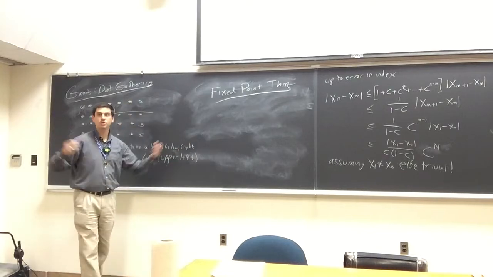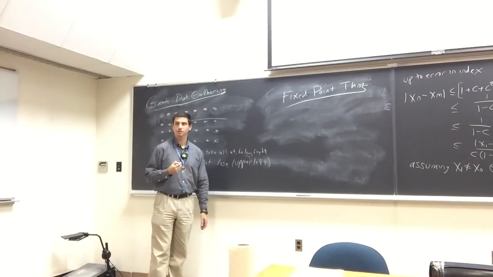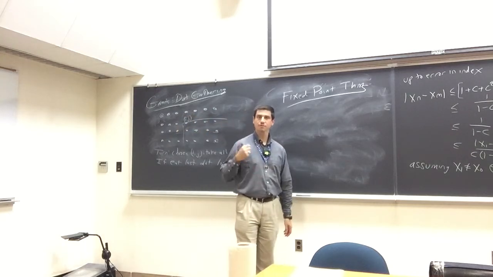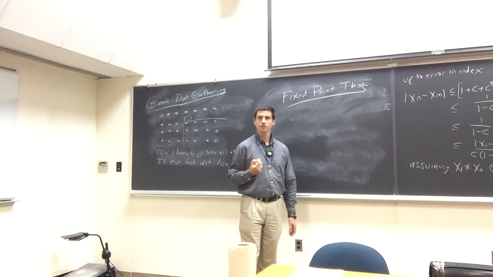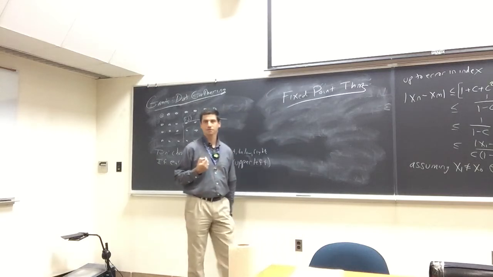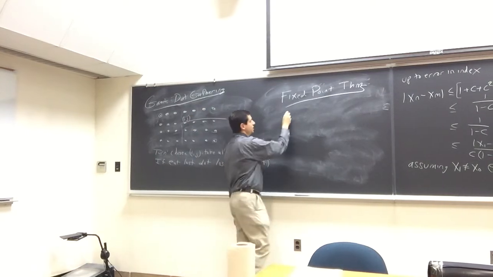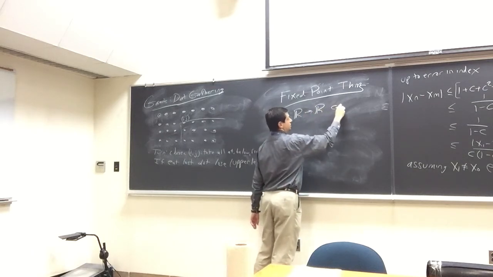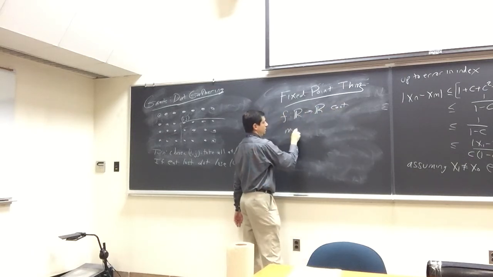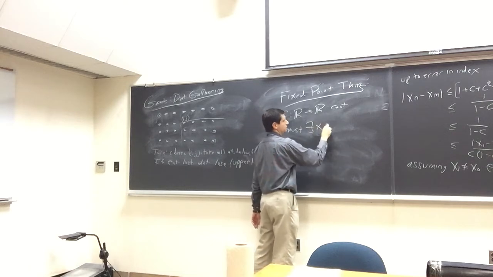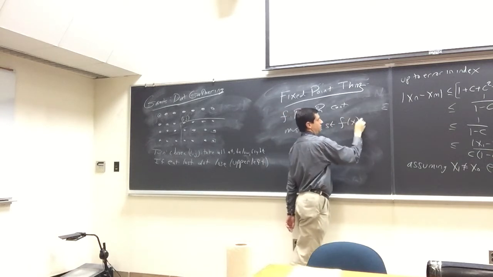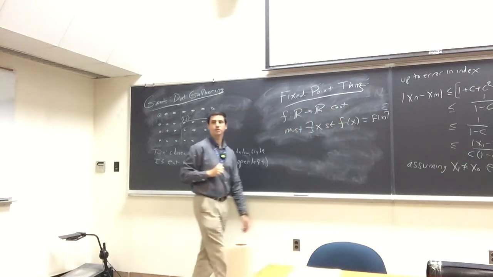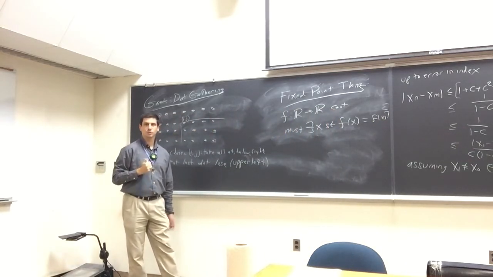So one possibility is R1 to R1, a map from the real line to the real line. Is every continuous function from the real line to the real line going to have a fixed point? So let's say f: R to R is continuous. Must there exist an x such that f of x equals x? I think we already handled this. So what's the answer?